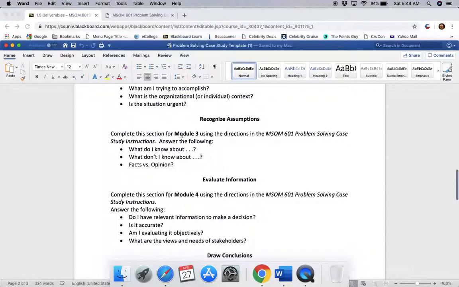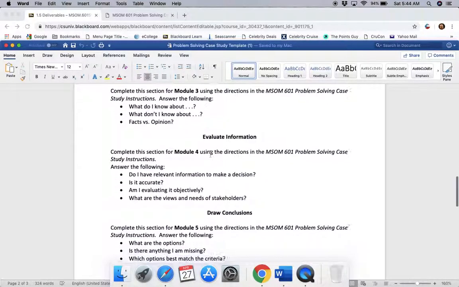Step 2 that you'll complete in Module 3 is recognizing assumptions. And so you're going to look at, anytime you have a problem, there's some assumptions that you bring into your analysis. And so it's important for you to recognize what those are. What are your biases? What are those things that you're assuming that may be true, may not be true? And so on and so on.